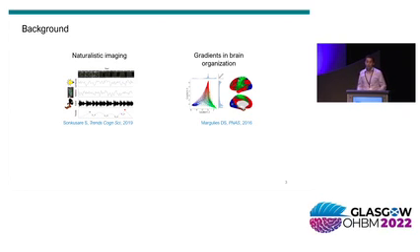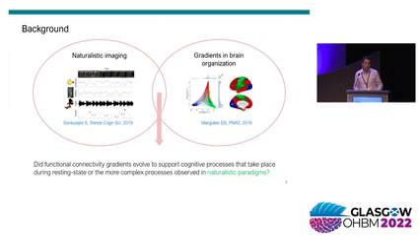And you might be familiar with Margulies' gradient, which describes an axis from unimodal to heteromodal brain regions that was based on resting state fMRI data. So we became interested in the following question. Did these functional connectivity gradients, or this way of describing the organization of the brain, evolve to support the kind of cognitive processes we see during resting state, or during the more complex processes that we observe during naturalistic paradigms?